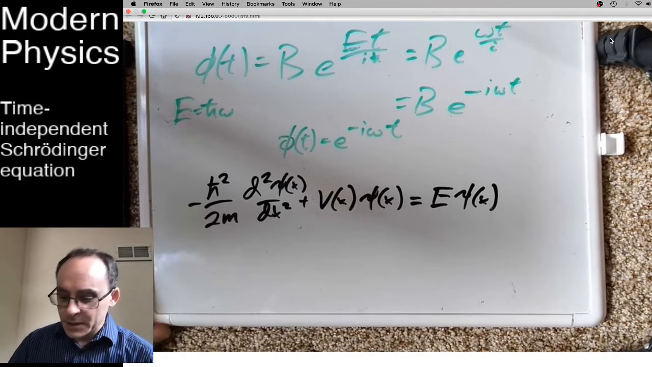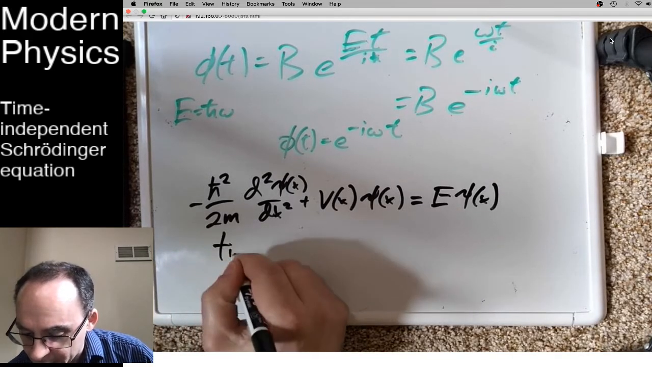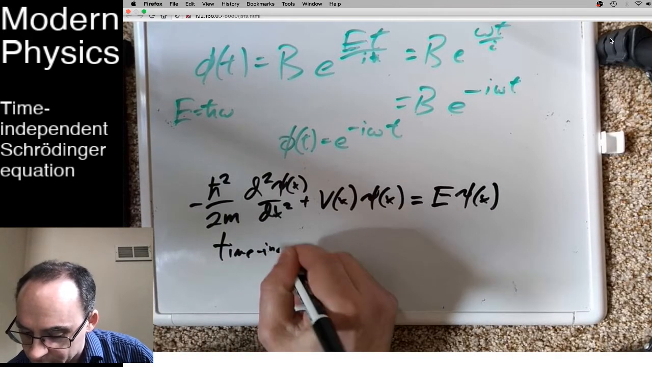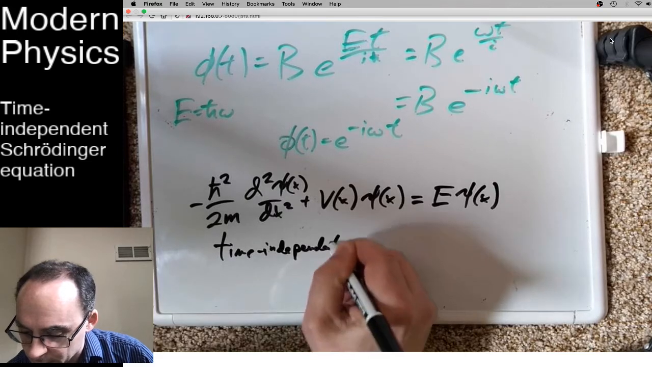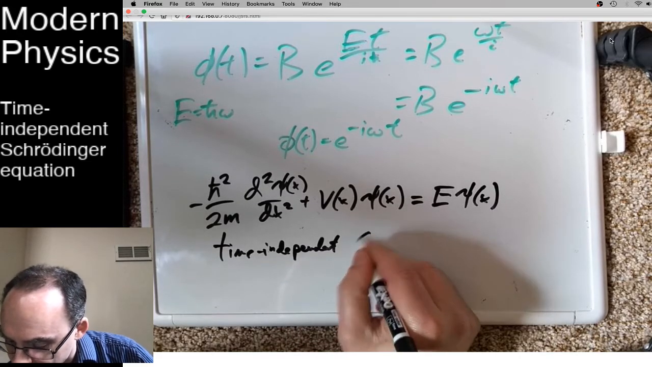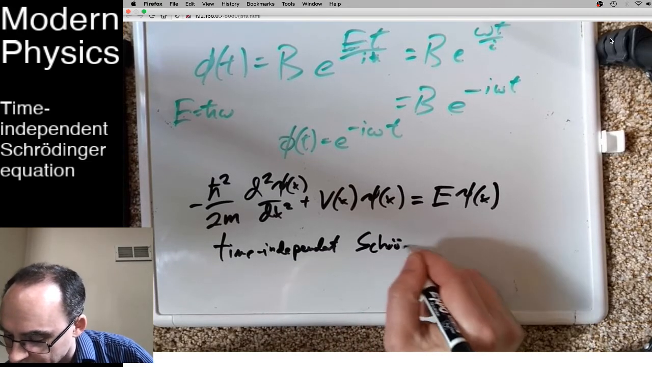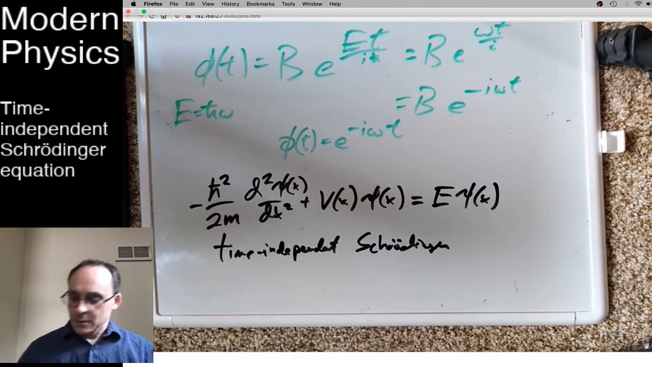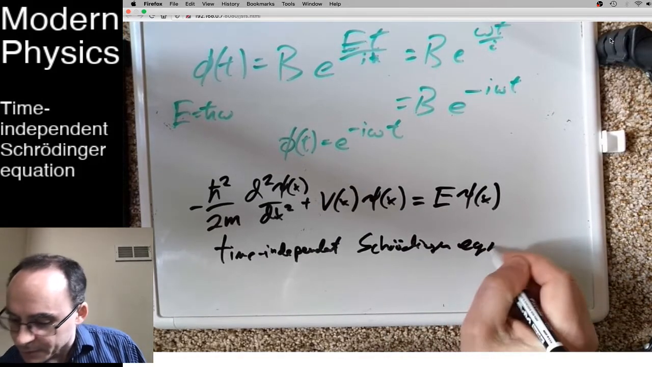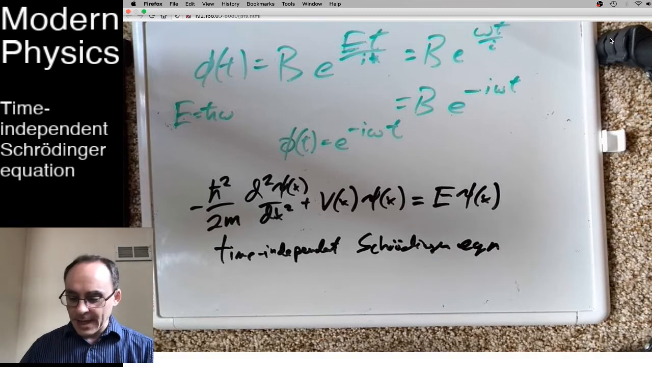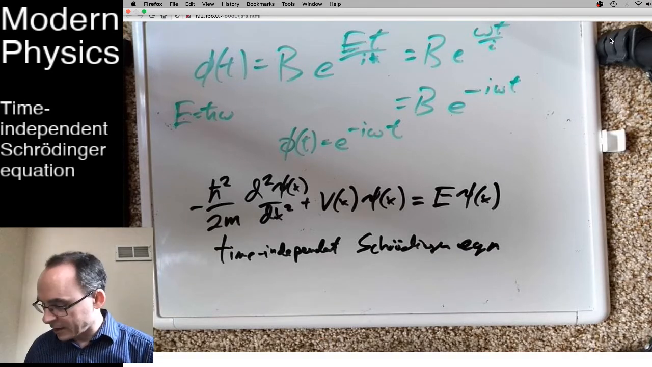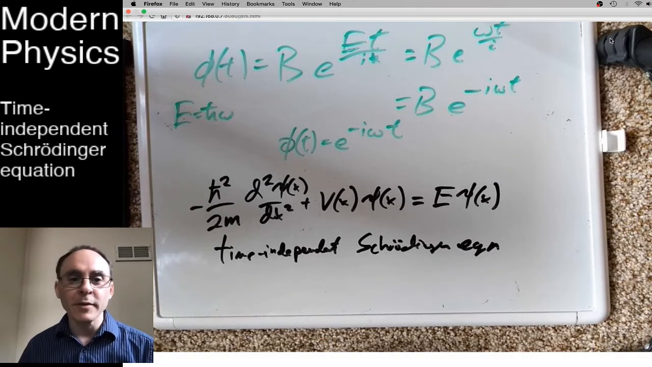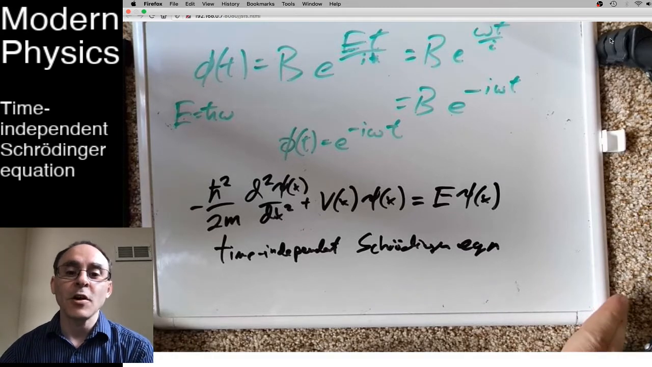So this is what's called the time-independent Schrödinger equation. Independent, we'll assume that's spelled correctly. You can't read it, it's all a blob. That's the time-independent Schrödinger equation. And it's actually that, rather than the more complicated time-dependent one, that's going to be the starting point most of the time when we solve things.